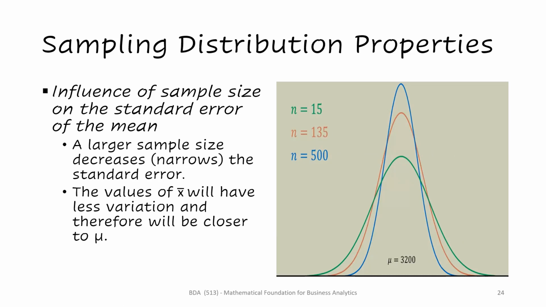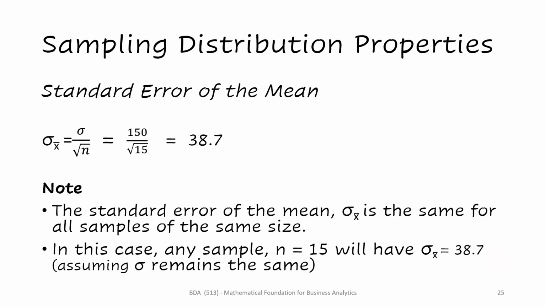You see that it shrinks further inwards towards the 3,200. So the values within this particular normal distribution are all closer to 3,200 instead of when it was just 15. The main point here is that your sample size has an effect on the standard error of the mean. So as much as possible, you want to have a larger sample size.